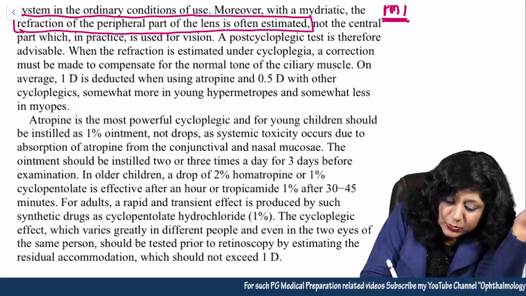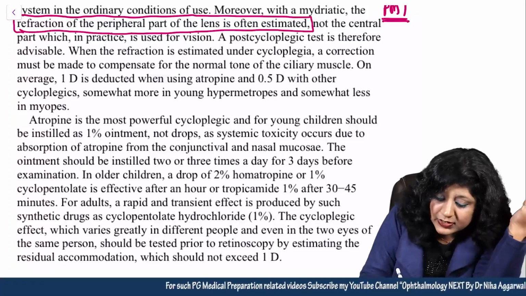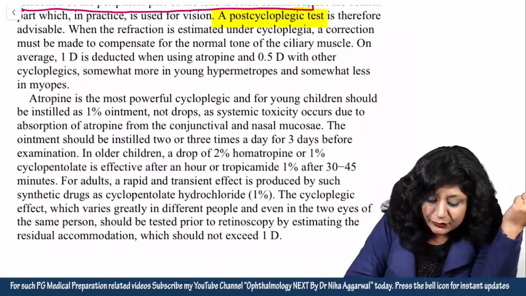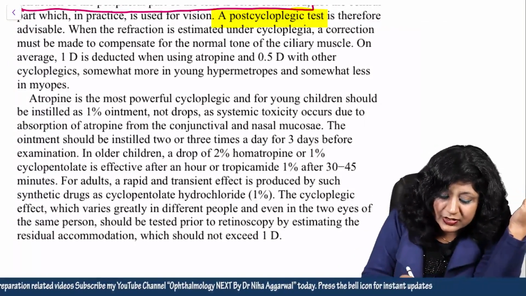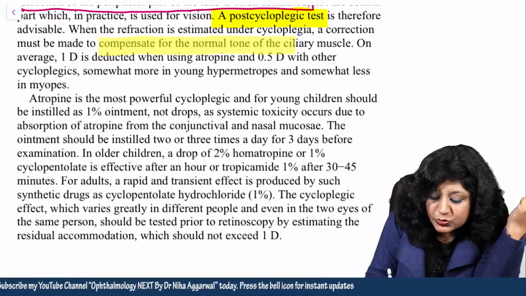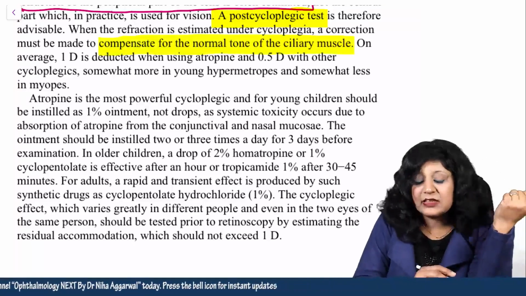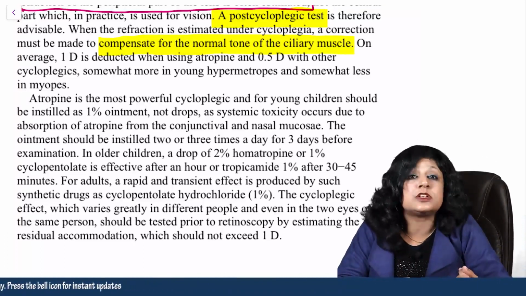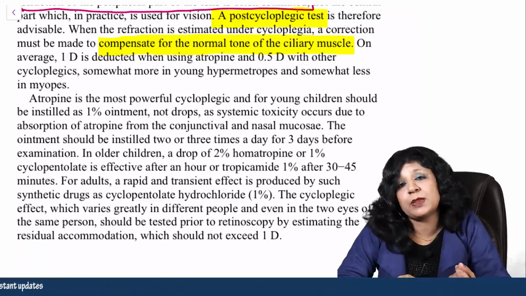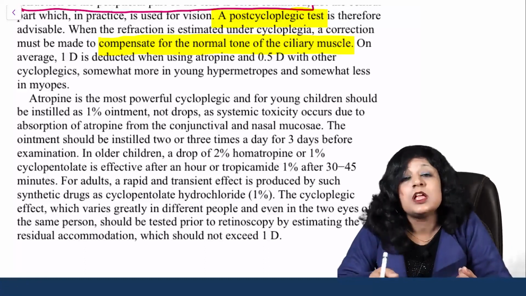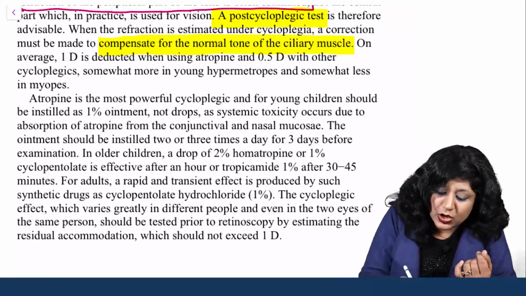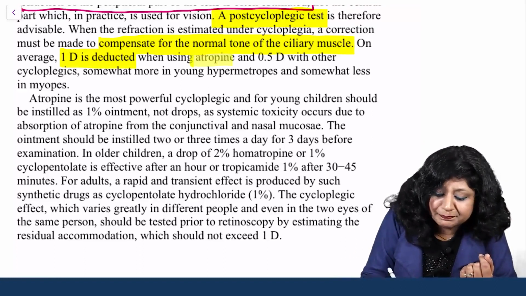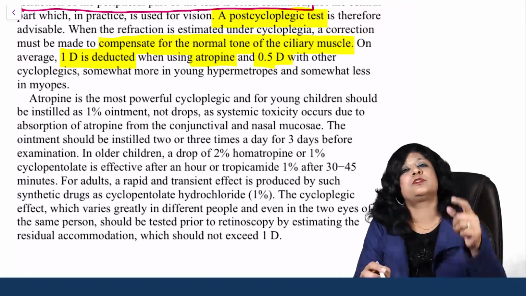So this is called a post-mydriatic test, or we can also call it a post-cycloplegic test, and it is very, very advisable. When the refraction is estimated under cycloplegia, a correction has to be made to compensate for the normal tone of the ciliary muscle. Then another important thing is that you also have to consider what kind of cycloplegic you are using, because there is some tone of the ciliary muscle, so that factor has to be reduced. So you have to remember the value. 1 diopter is reduced for atropine, and 0.5 diopter we are using for the other one.